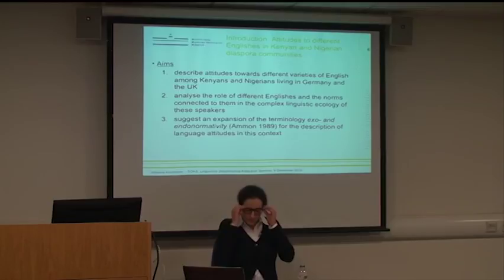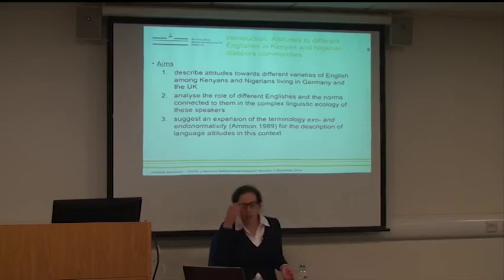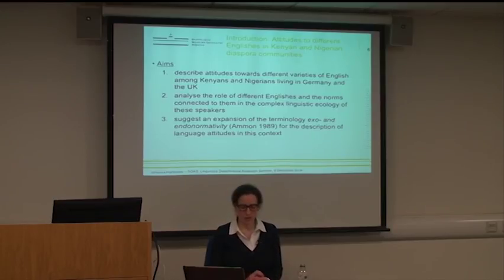Okay, so the aims of this project. I would like to describe the attitudes towards different varieties of English among Kenyans and Nigerians who live here in Europe, in Germany and the UK. So basically I'm looking at the spread of English from an attitudinal perspective. I showed you a couple of approaches to this, but most have not been based on attitudes towards these varieties. So I'm looking at which consequences this spread of English has on the attitudes that people show. And I'm analyzing the role of the different Englishes and the norms connected to them in the very complex linguistic ecology of the speakers.